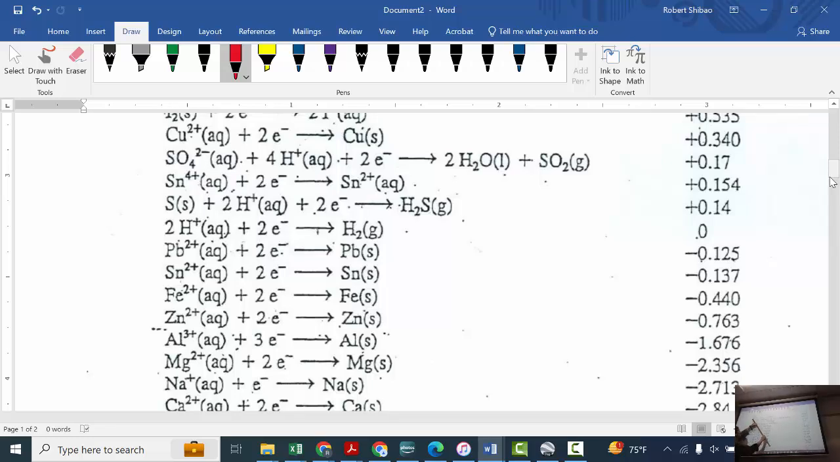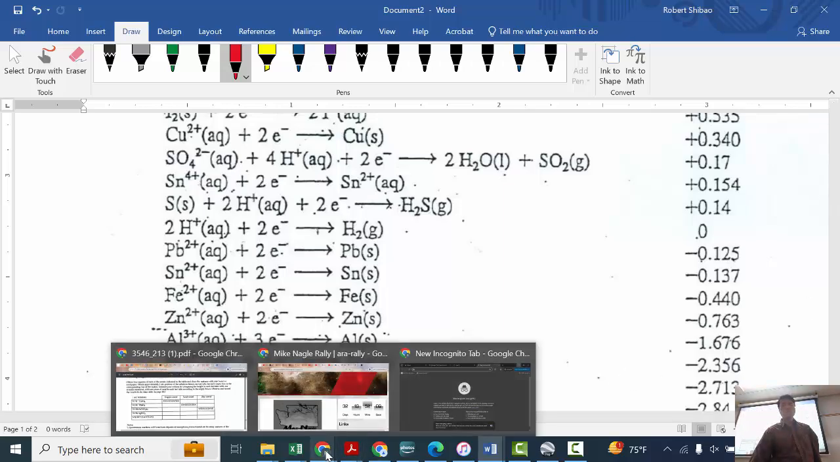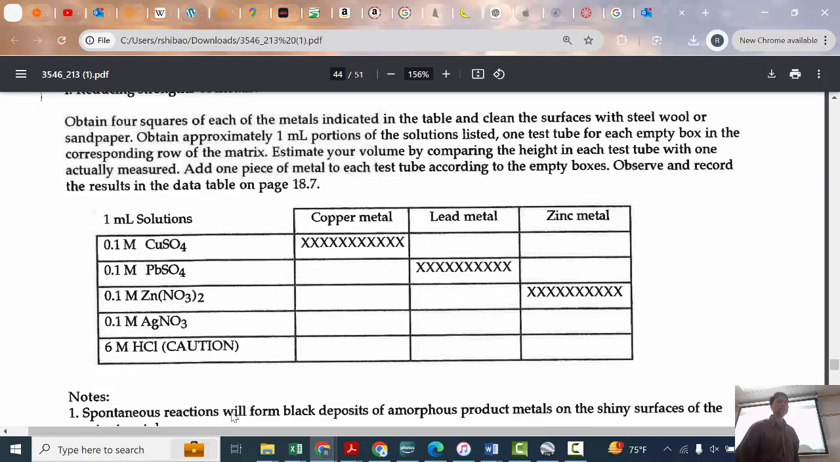That's the first zag. The second zag is this. Copper 2 will go to copper metal. And so those are the two products of this particular reaction. And so you should see a reaction for the first one here.